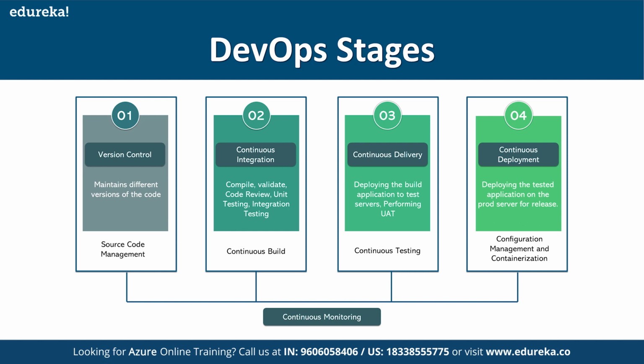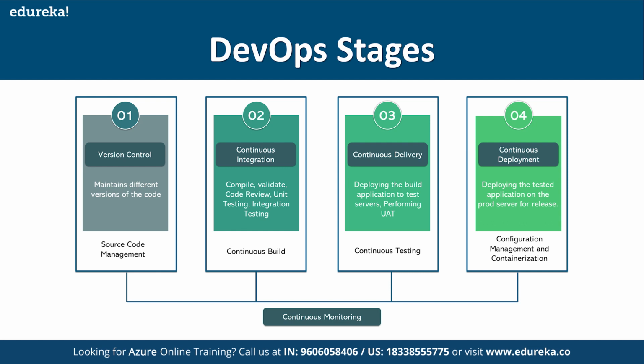Number two, we have CI, continuous integration. Normally in DevOps you see the naming convention CI/CD. CI is continuous integration and CD is continuous delivery. Continuous integration means compile, validate, code review, unit testing, integration testing; all of these are part of the continuous build. Delivery is deploying the application to test servers and performing your UAT; all of this comes into continuous delivery.